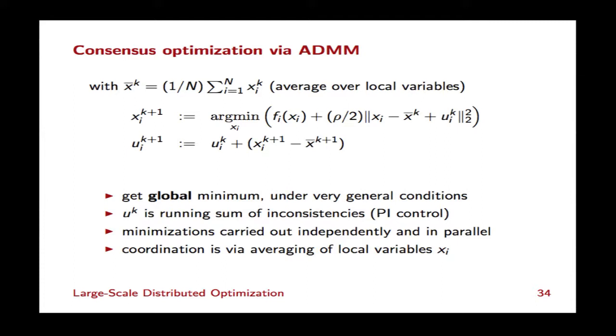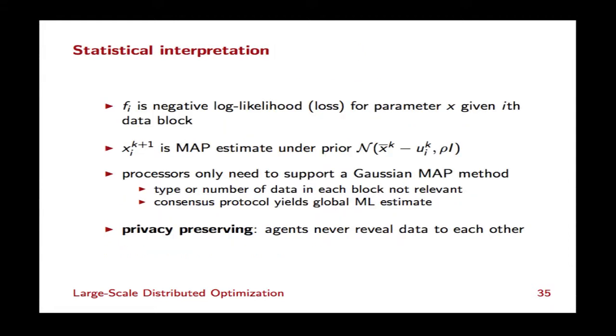By the way, that's an error. This says that u is the running sum of the errors. And if you know about control, this is integral control. So this is 120 years old. I mean, not this exactly, but the idea is 120. This is integral control. So the idea is here, it turns out under very general conditions, you get the global minimum. It's a distributed method. And the coordination is via this averaging. That provides all the coordination.